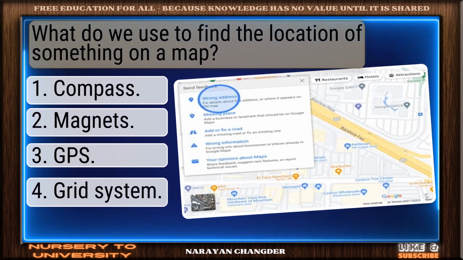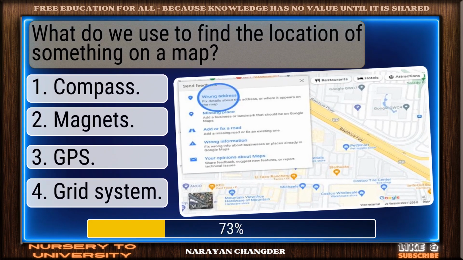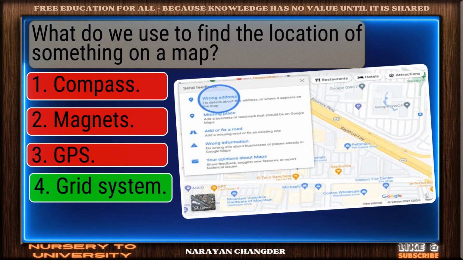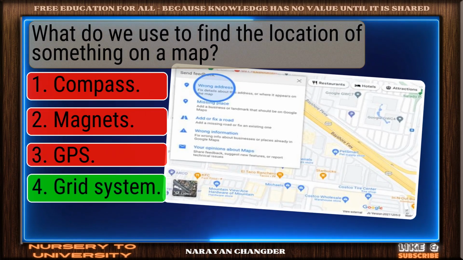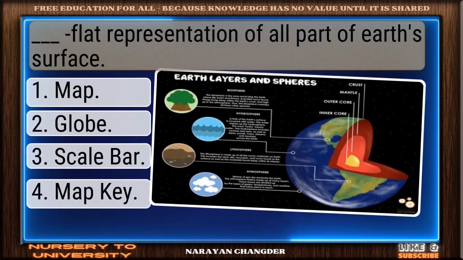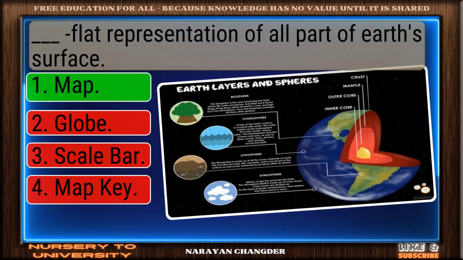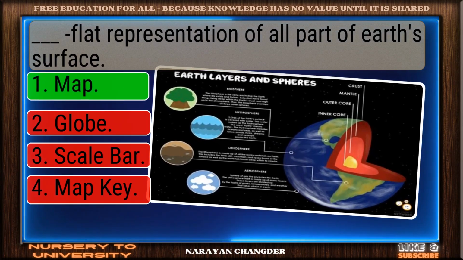What do we use to find the location of something on a map? Right choice. Grid system is the best answer. Dash flat representation of all part of Earth's surface. Smart pick. Map is the correct choice.